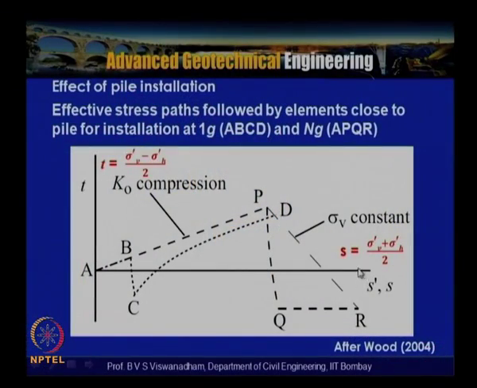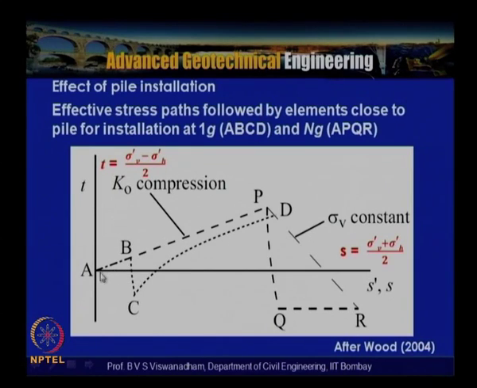So from the stress path diagrams we can plot. Here on the x axis, S, which is sigma v dash plus sigma h dash by 2, is plotted, and T, which is nothing but sigma v dash minus sigma h dash by 2, is plotted. Here this is the K naught compression line, and the effective stress paths followed by elements close to the pile for installation at 1G follow A, B, C and D. So it follows this path like A, B, C, D. This is the pile installed at 1G, which is different from the one that actually happens in the field.